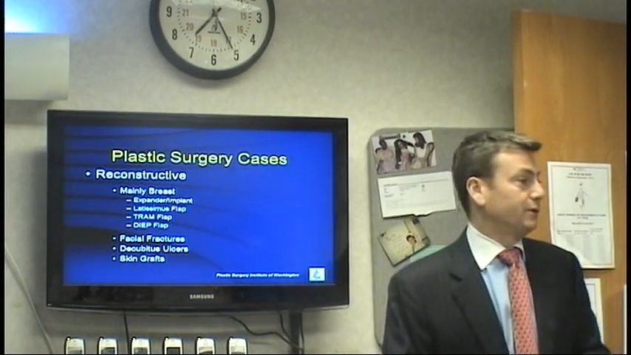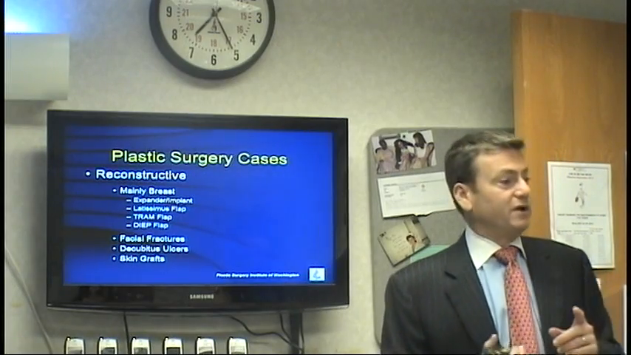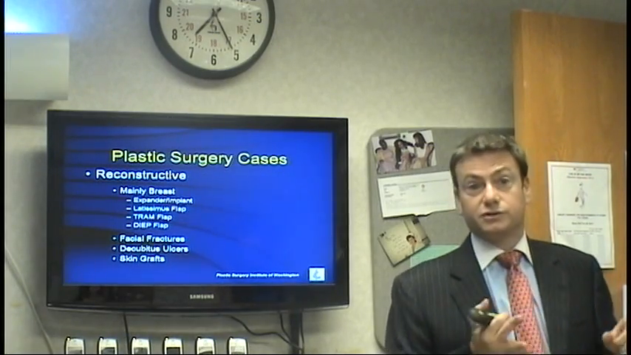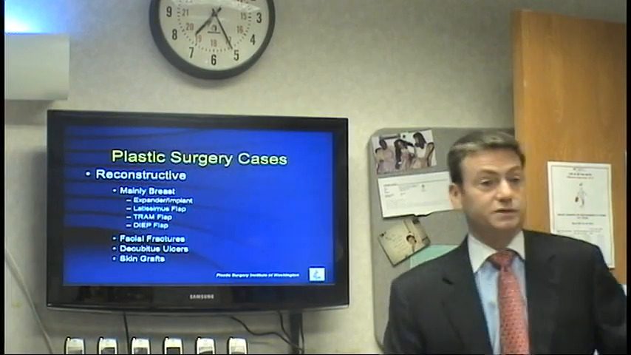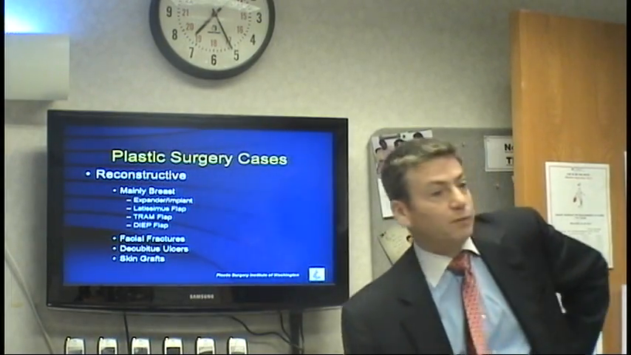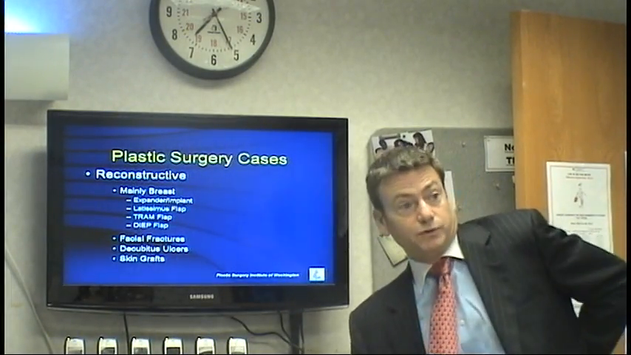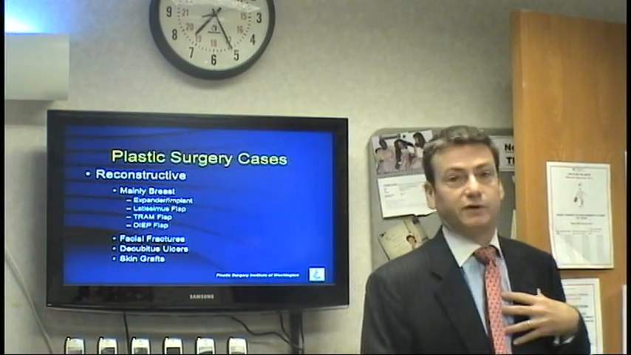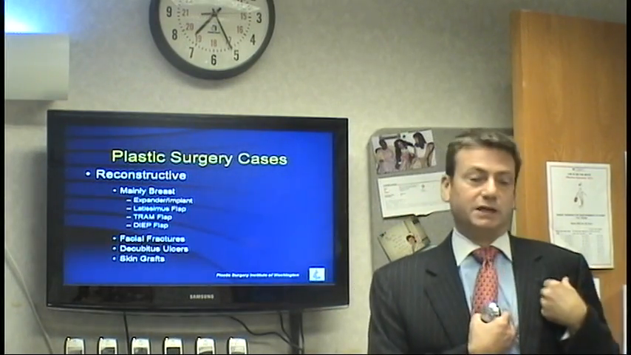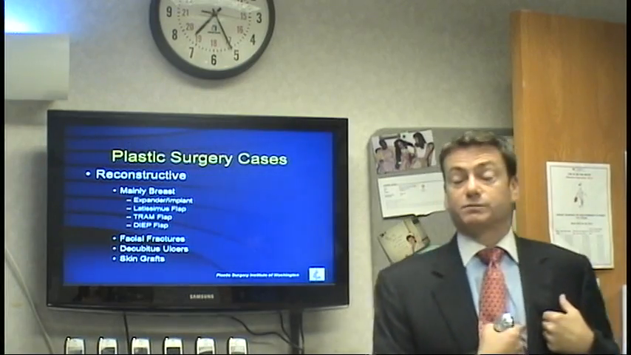Reconstructive, as I said, is going to be mainly breast reconstruction. You have expanders or implant reconstructions. You have latissimus dorsi reconstructions. That's your largest muscle in your back. We keep this island of skin attached to it. We use the muscle to carry the skin over to the front of the breast to help supplement skin that may be deficient when the mastectomy was performed.